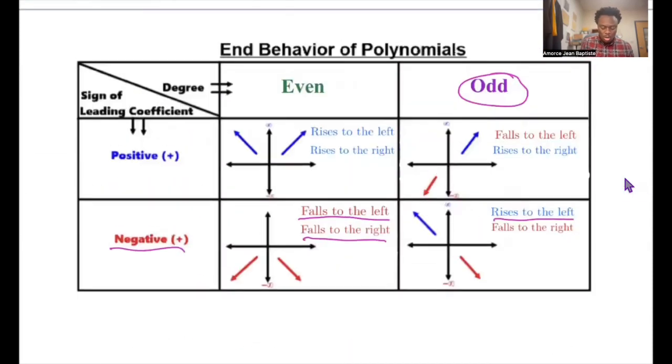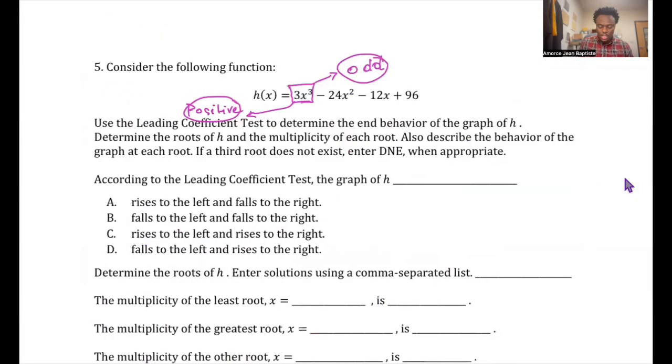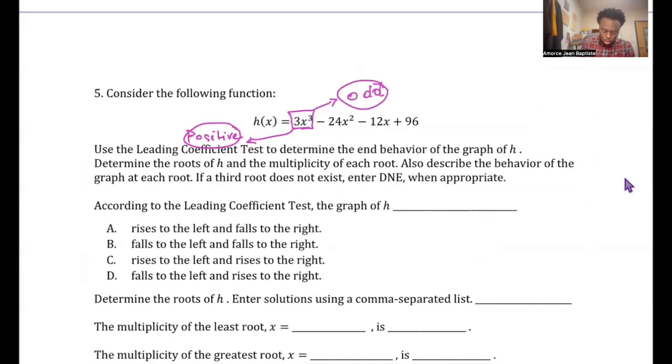Let's go back to the table to see what we have as a result. Positive and odd, you expect the polynomial function to fall on the left and rise on the right. Positive coefficient and odd degree: falls on the left and rises on the right. So that's D.